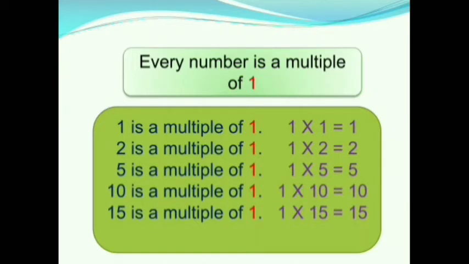Observe the following examples. 1 is a multiple of 1. 1 into 1 equals 1. 2 is a multiple of 1. 1 into 2 equals 2. 5 is a multiple of 1. 1 into 5 equals 5. 10 is a multiple of 1. 1 into 10 equals 10. 15 is a multiple of 1. 1 into 15 equals 15. From the above examples, we can conclude that every number is a multiple of 1.